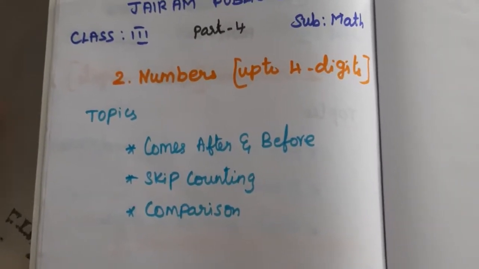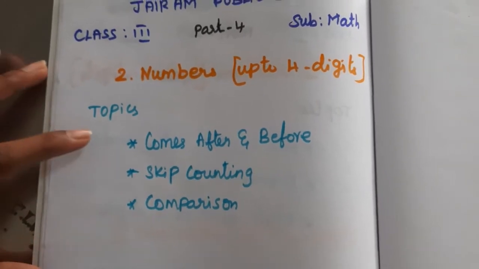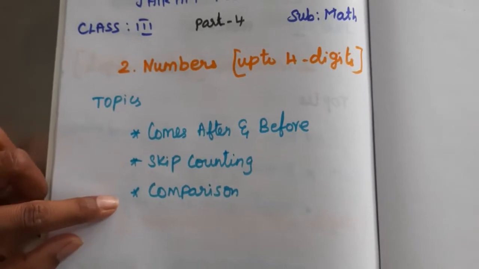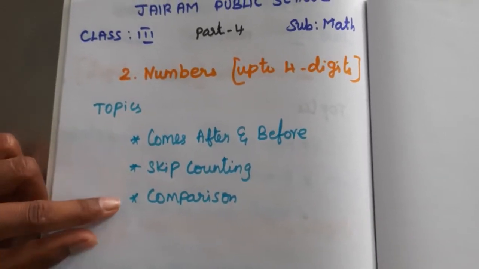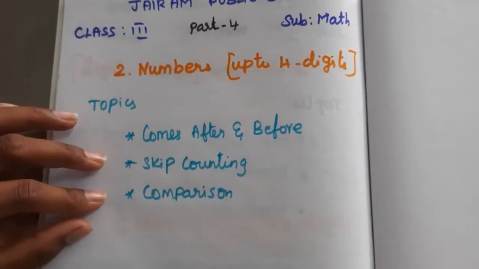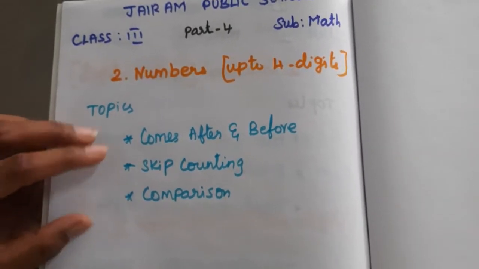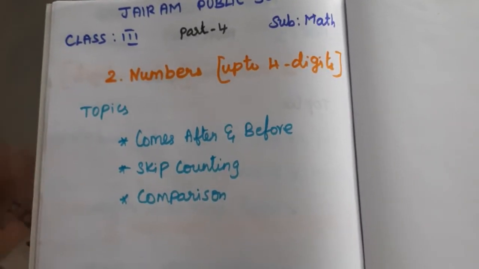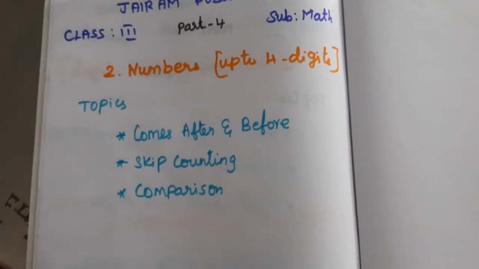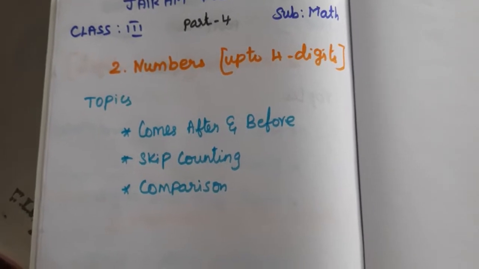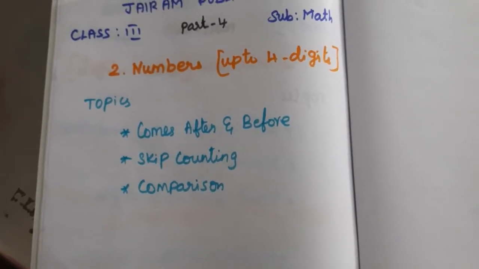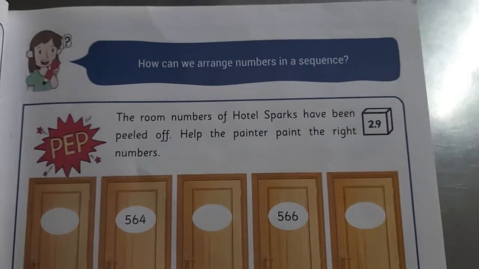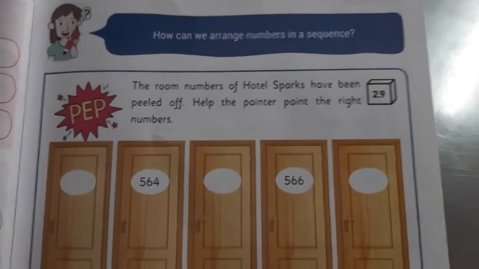Okay. So next we discuss the new topic, that is, first one comes after, before, skip counting, comparison. I hope these three topics are familiar to you. But you have to see them in the 4-digit numbers. Shall we see that topic? All of you take your studio, page number 37. Those who do not have the studio, just listen to the video alone. So in studio page number 37, the next topic is comes after and before.